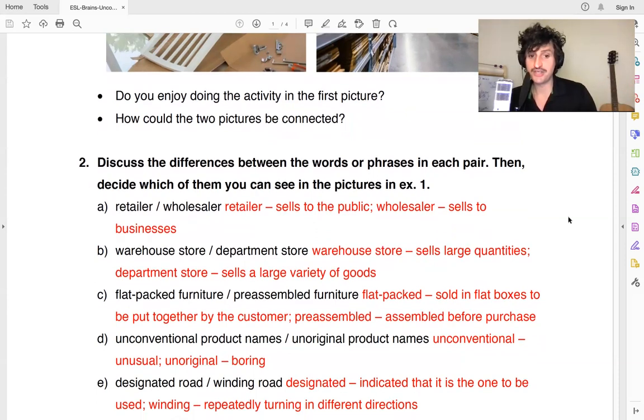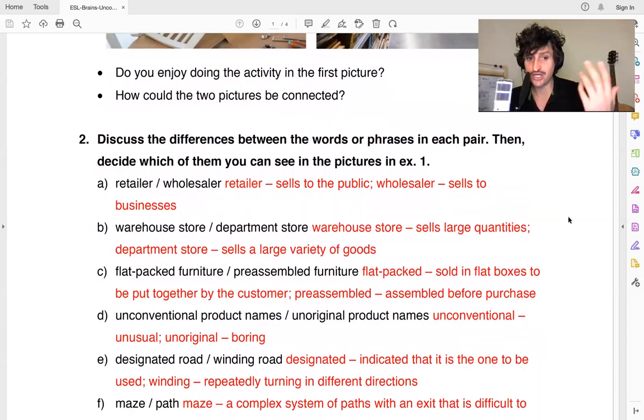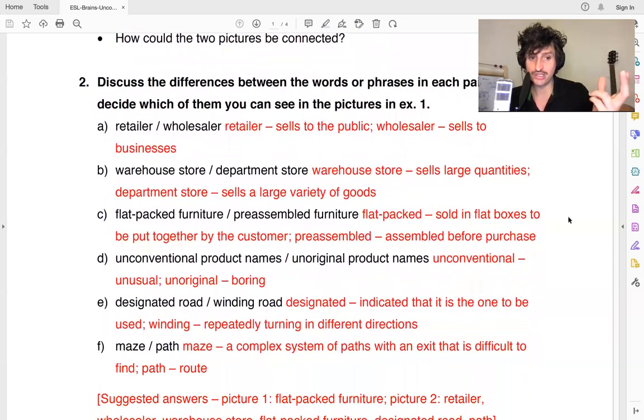All right, so we have unconventional product names. It's unusual, it means it's not normal. But then we also have unoriginal product names, and unoriginal is kind of boring, kind of not new. There's no innovation there. It's just normal, it's regular.